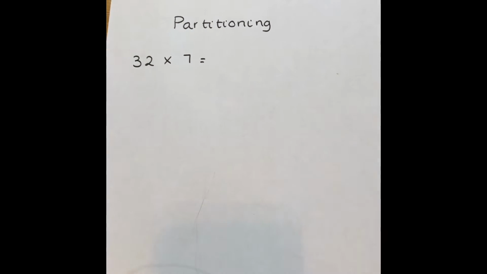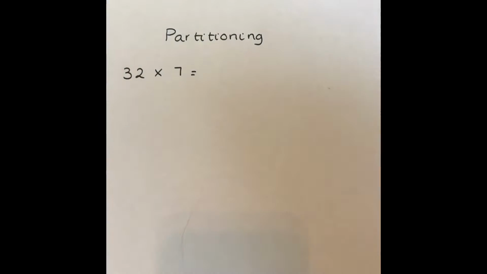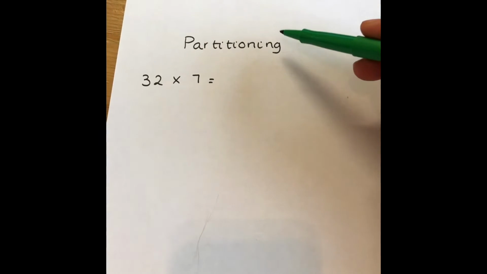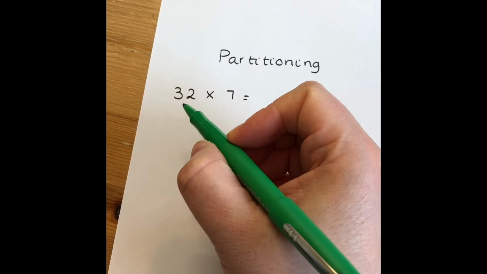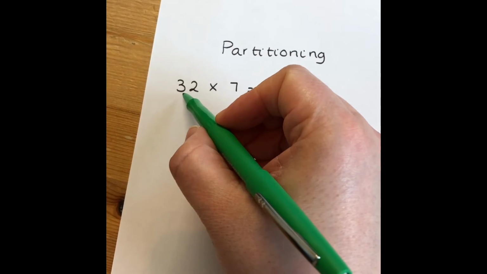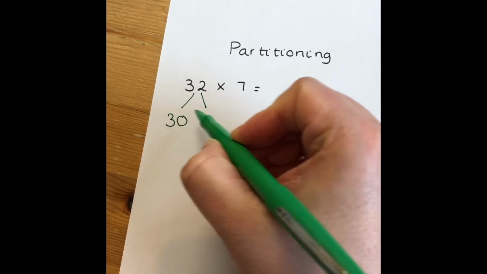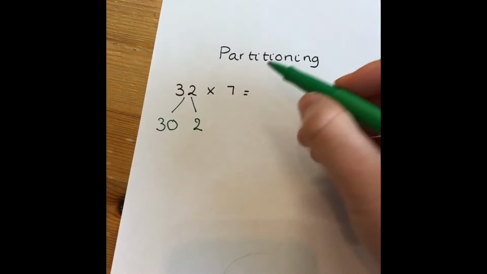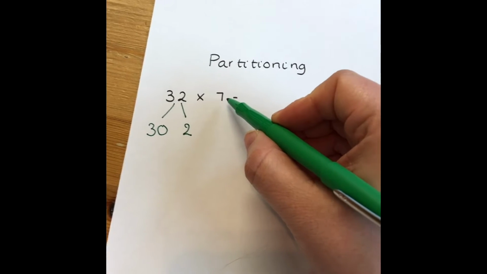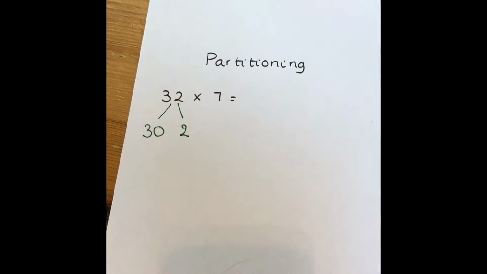Okay, primary sevens. Another method that we can use when multiplying is the partitioning method. Some of you might be familiar with this already. What we're going to do is partition the numbers out. So we have 30 and 2, and we just have 7 units, so we can't partition 7 out any further.